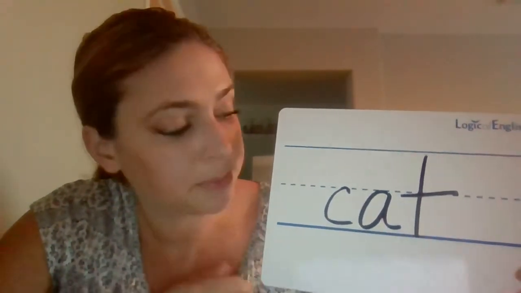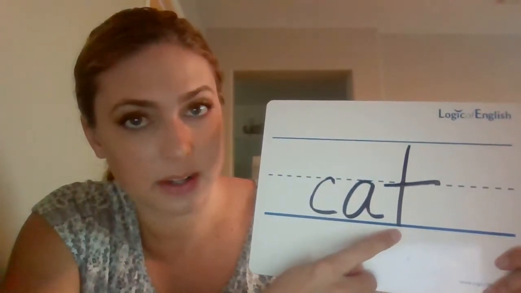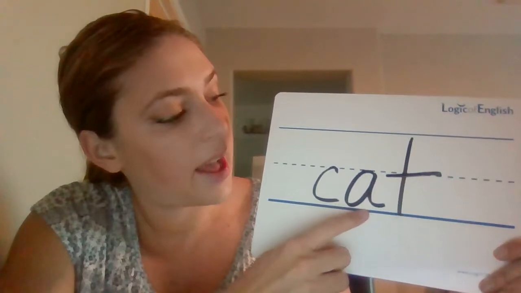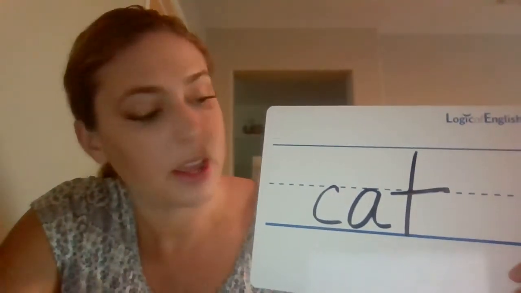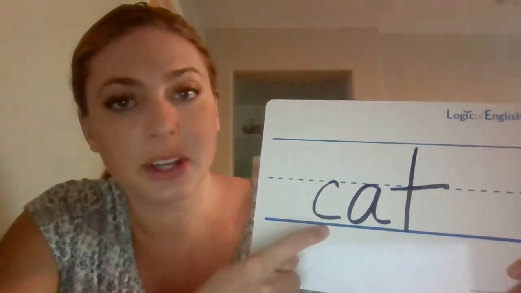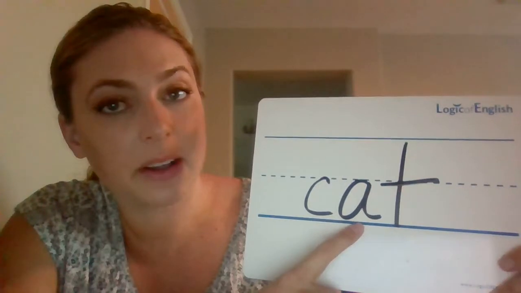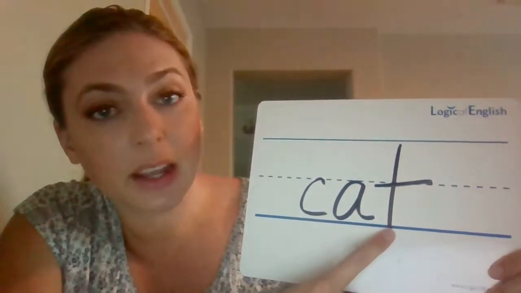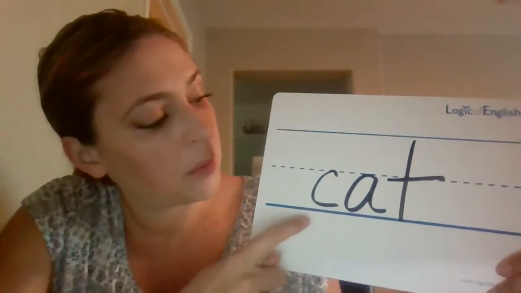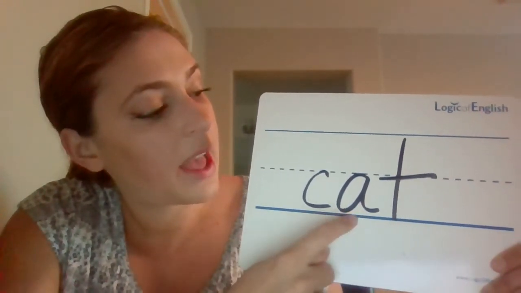We're going to segment. K, a, t. Do you see that? Each one of the phonograms here we have learned. Our letter C, which makes the k sound, our letter A, which is a, and our letter T, which is t. When we put them together, it makes the word cat. K, a, t. Good. All right.